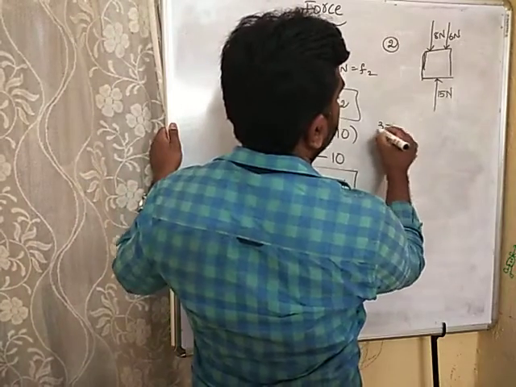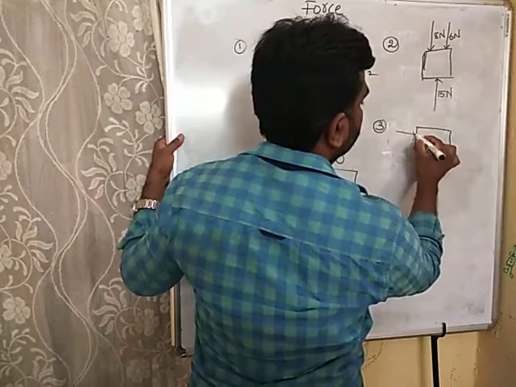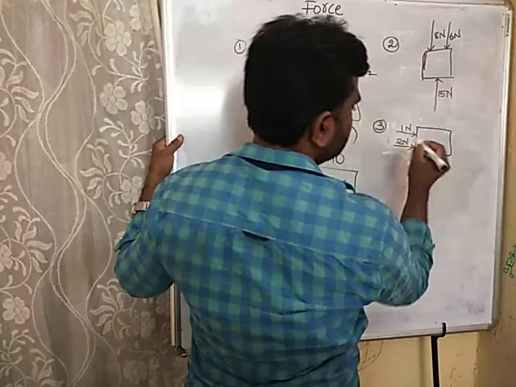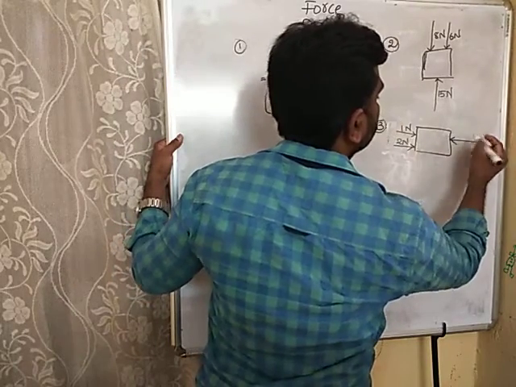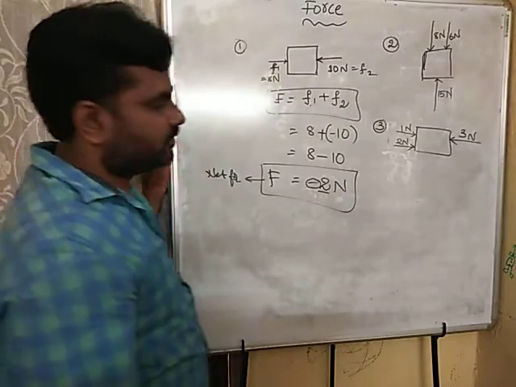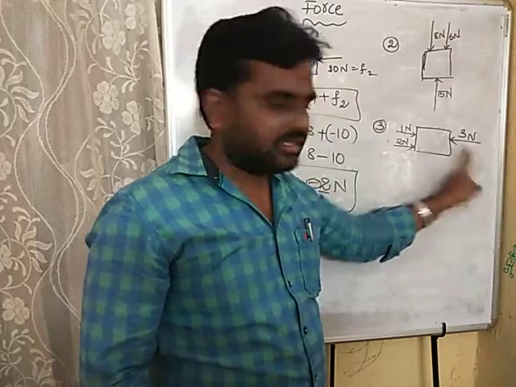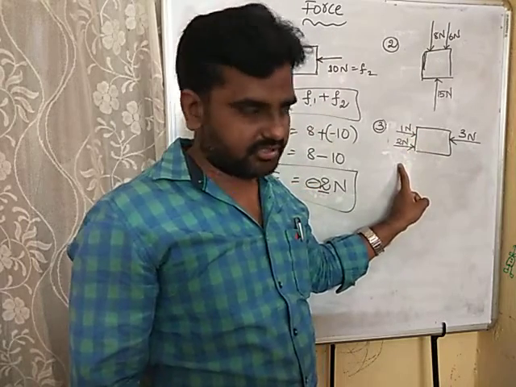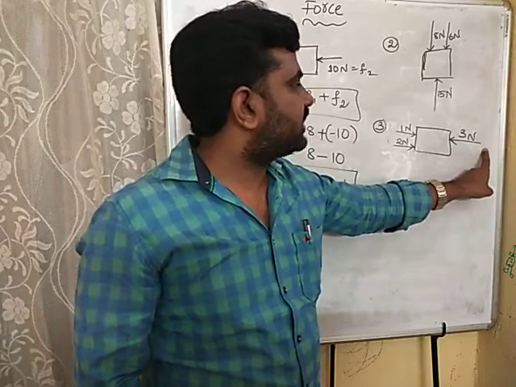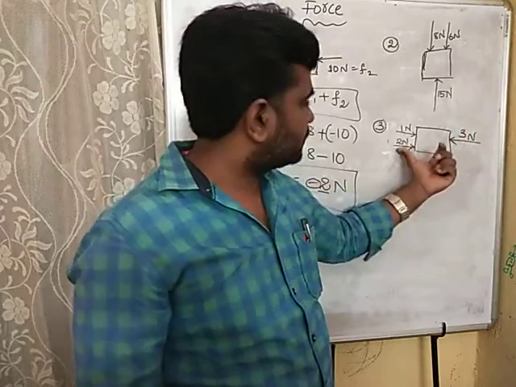And the third example, another body: 1 newton, 2 newtons, and here 3 newtons. Now tell me, see here two forces are acting in the same direction. That means 1 newton plus 2 newtons, that means 3 newtons. But in the last case, on the other side, the other person is pushing the same body with 3 newtons. So 3 and 3.